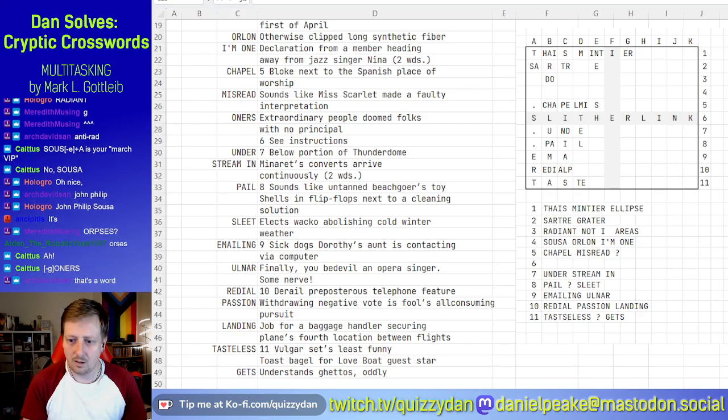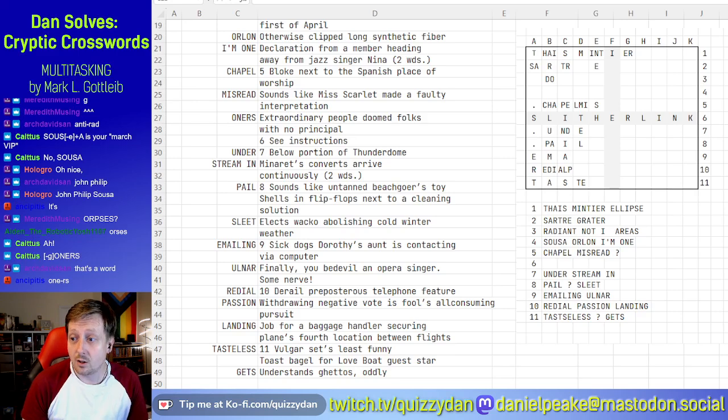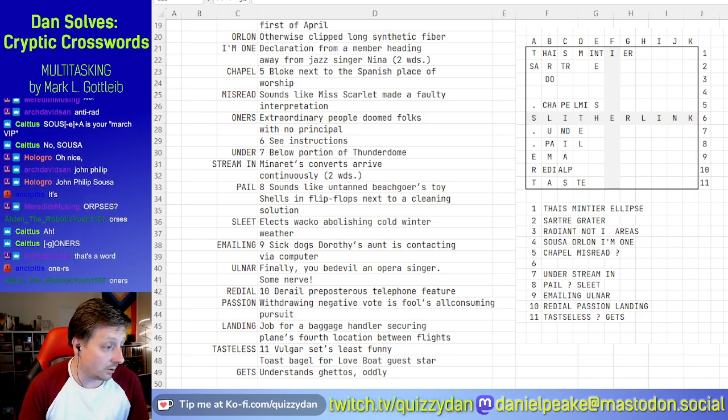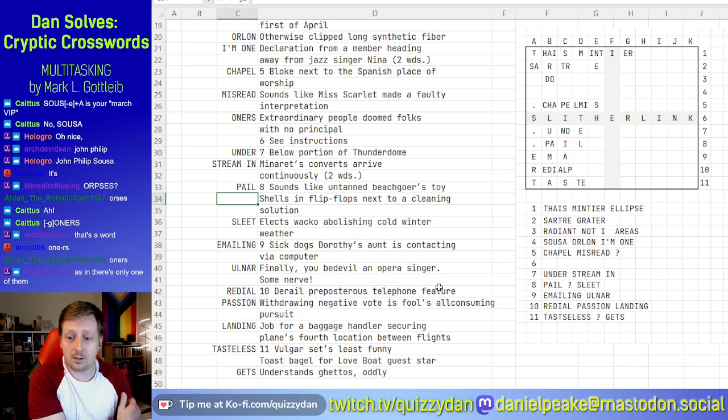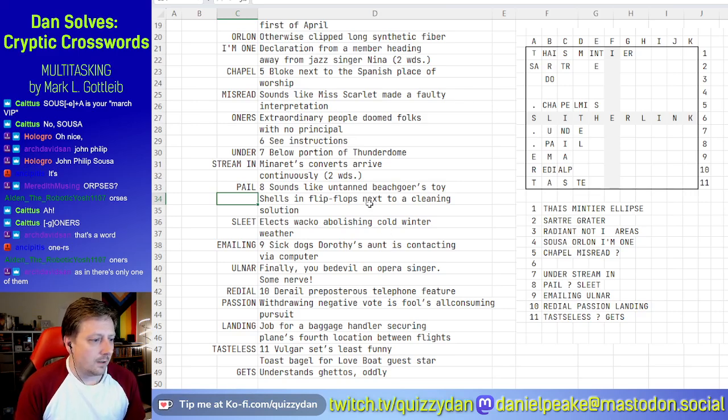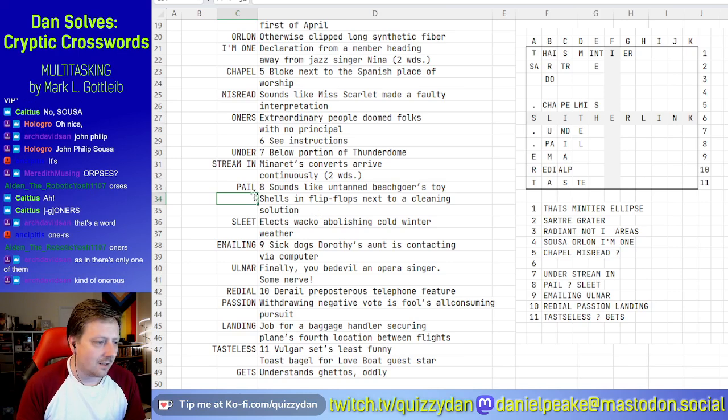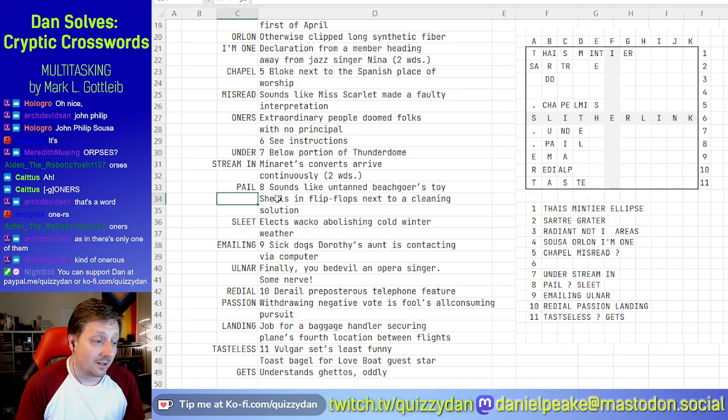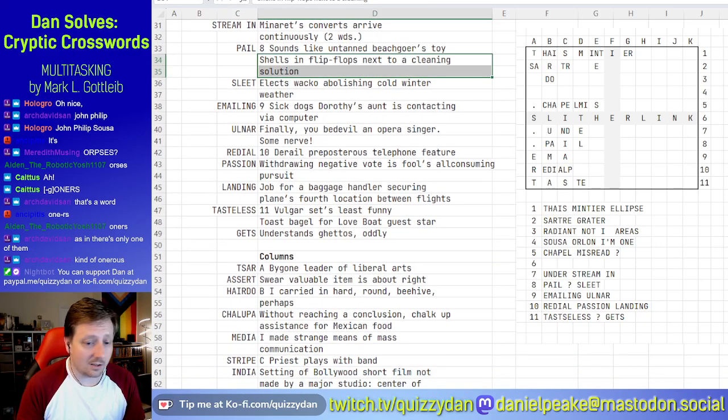Extraordinary people. An expert. A person or thing unique or outstanding in any way. There we go. Wanners. Shells in flip-flops next to a cleaning solution. Yeah, they are unique. Shells in flip-flops are F and S because they're the shells of, or FPFS, something like that. Next to A. Oh, yeah. Next to a cleaning solution. Not quite sure what's going on there.